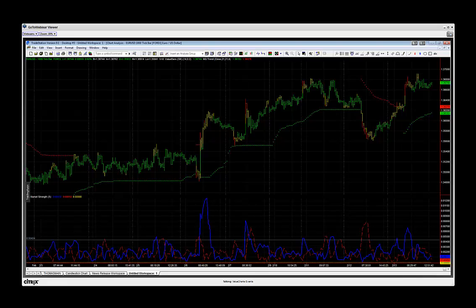Can you set up the radar screen to find opportunities? I have not experimented with the radar screen, so I'm not 100% sure, but I believe the value charts indicator does work in radar screen.